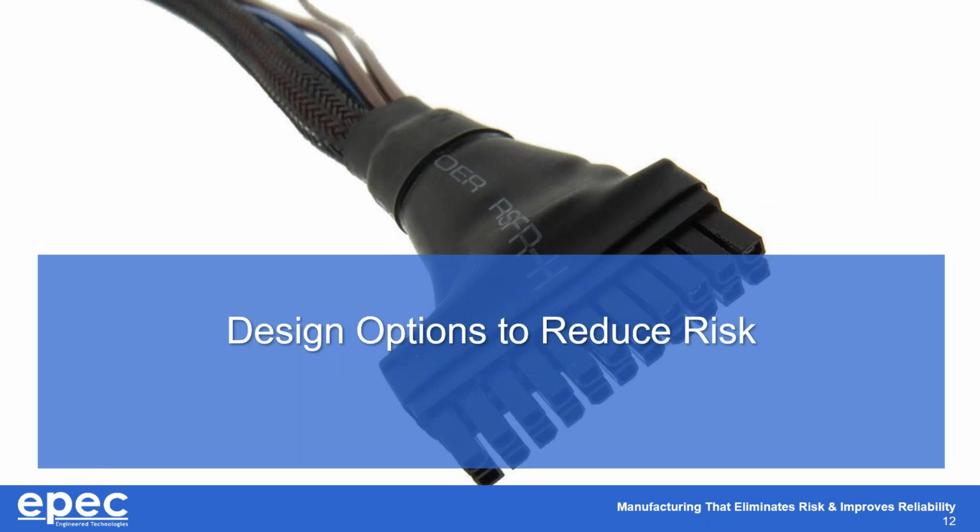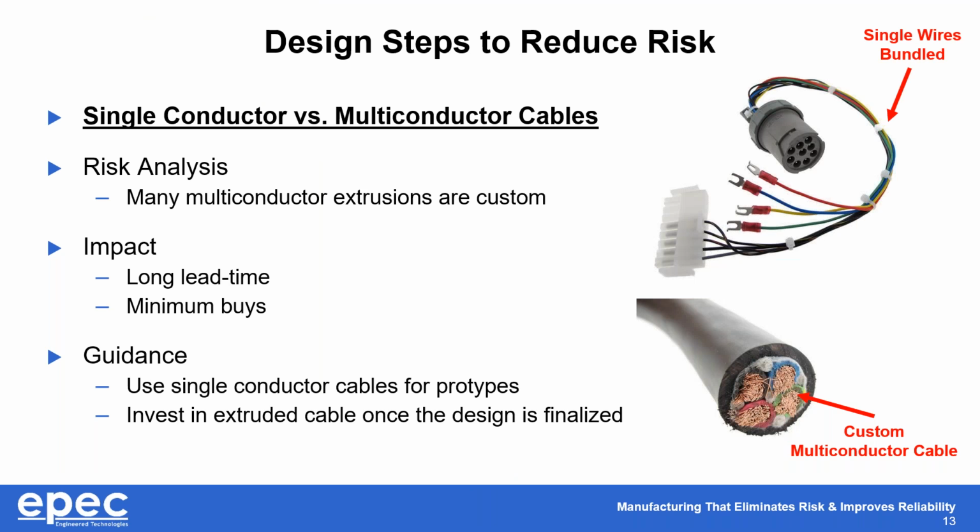Next, we'll talk about some specific options that you can use today to reduce risk on your custom cable assembly. The first step to reduce risk that we can recommend would be to carefully study your design and understand if you can get away with a single conductor or a multi-conductor cable. This is important because many multi-conductor cables, as shown in the bottom right here, are not standard. They're custom extrusions, and there are minimum order quantities associated. This creates a cost and lead time impact for your project.